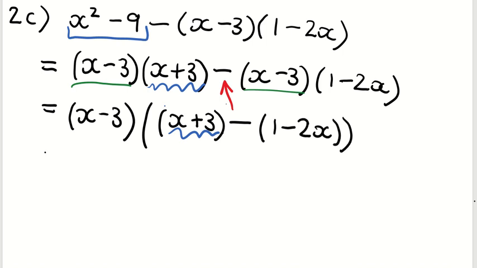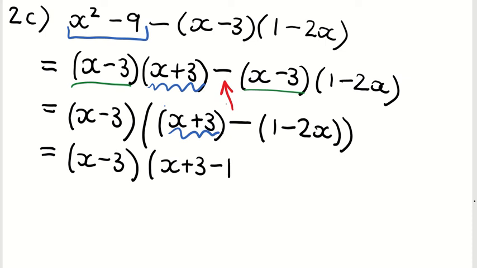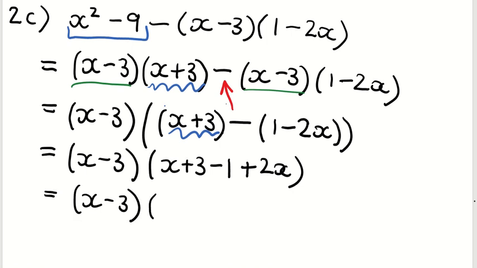Okay, then let's just work out that bracket that we've created. Now we are left with x plus 3 minus 1 plus 2x. And our final answer will then be x minus 3, 3x plus 2. If there's any questions about this, please feel free to ask me.